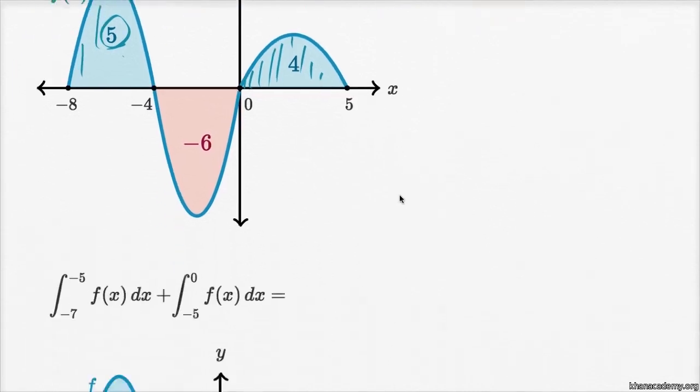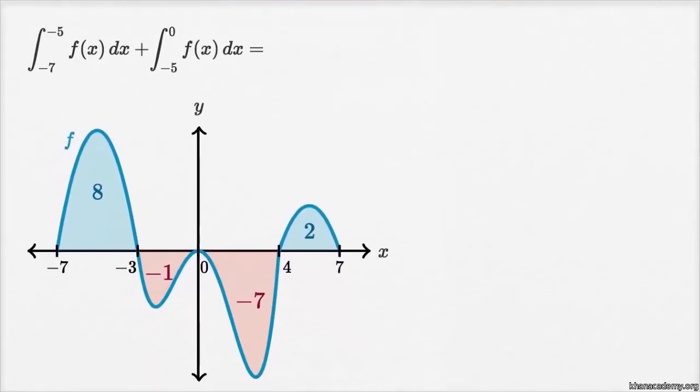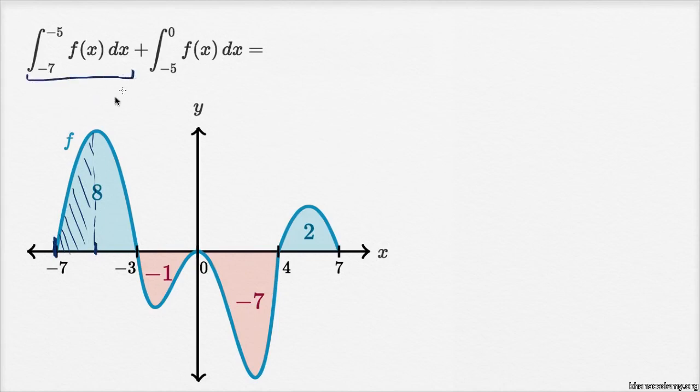All right, let's do another one of these. So here I have the integral from -7 to -5. So I'm going from -7 to -5, which is going to be right around there. So I want to find this area right over here. That's that. And then I'm going to go from -5 to 0. So then this is going to be going from -5 to 0. So it's going to be all of that.